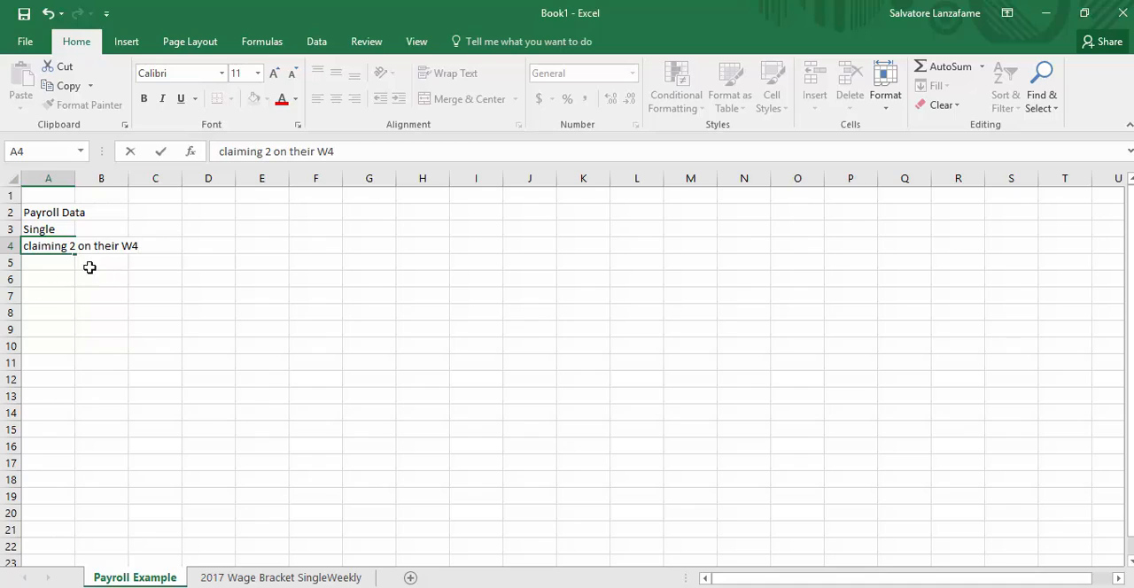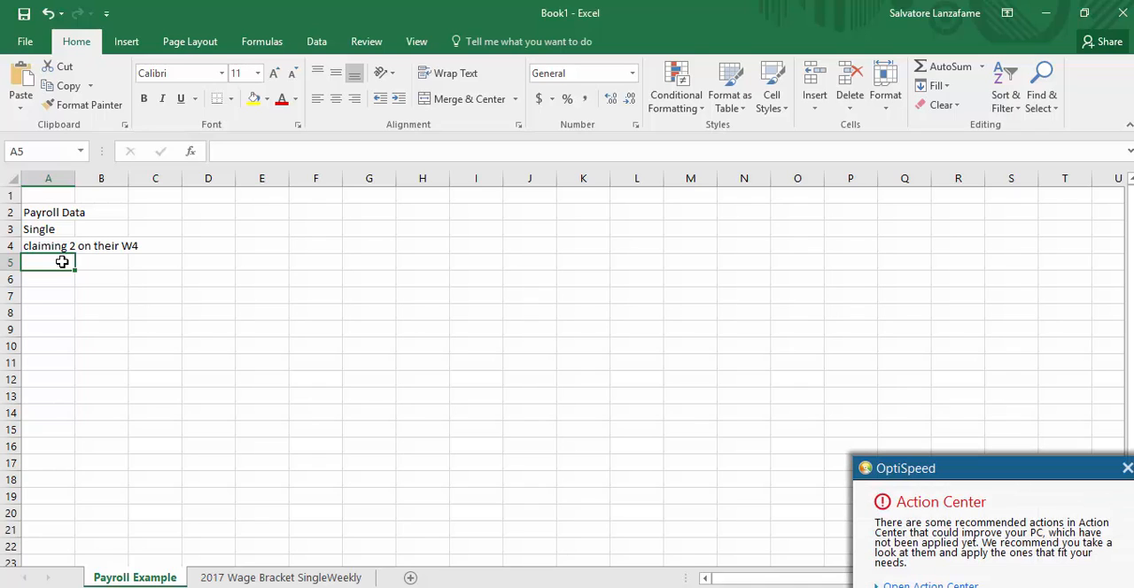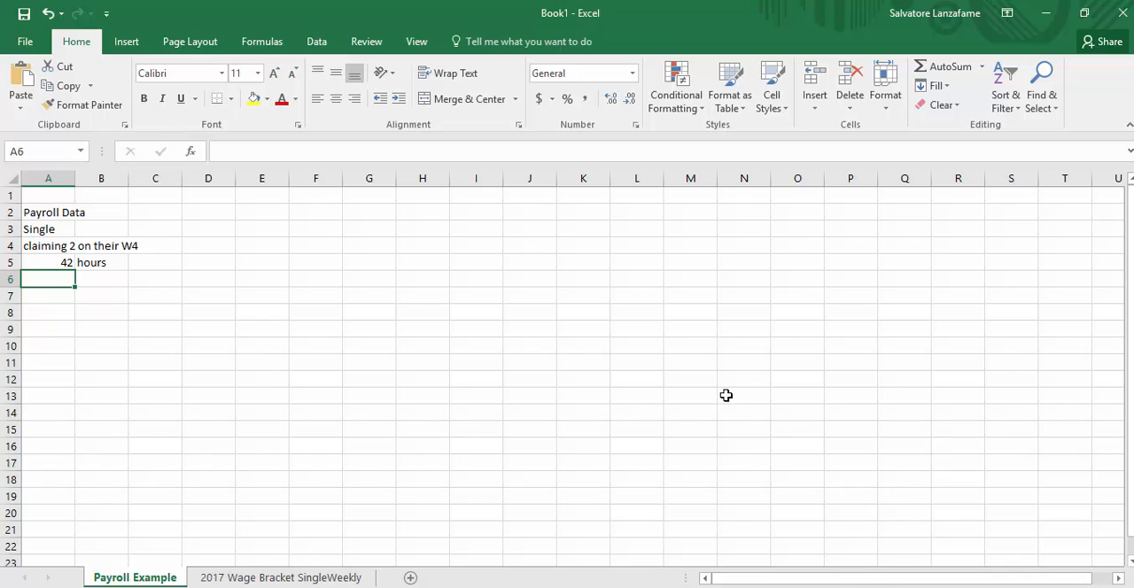So we'll pretend that our employee is single, claiming 2 on their W-4. They can change that information on their W-4 at least once a month, if not more than that. So it's not something that's set in stone; you can change it very often during the year. Let's also pretend that this person worked 42 hours, which means that this employee will be subject to overtime pay, which is a good thing.